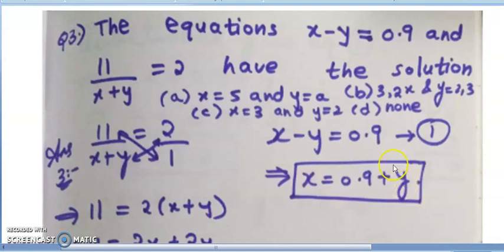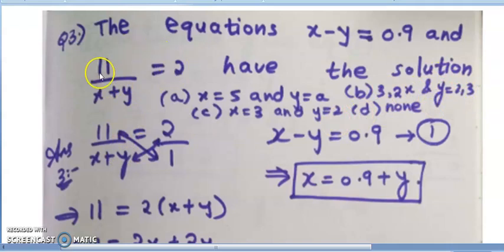Okay. So the next question is: the equations x minus y is equal to 0.9 and 11 by x plus y is equal to 2 have the solution. The x and y values you have to find out. Okay. So one more point here is that it should be 3.2 the value of x and here it should be 2.3 the value of y. By mistake it is written with a comma.